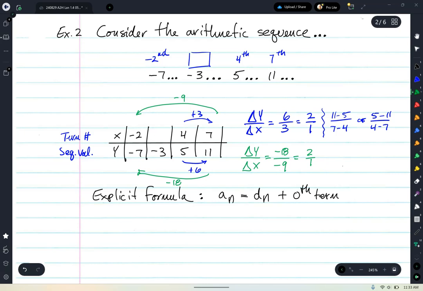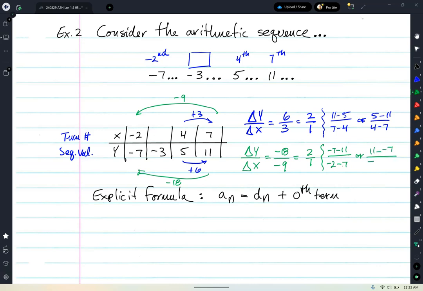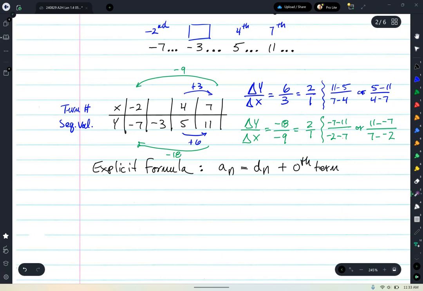In fact, let's just jot it down so that we have it in our notes. We could have gone negative 7 minus 11, that's one way, and then negative 2 minus 7. Or we could have gone 11 minus negative 7, which turns into a positive, and 7 minus negative 2. Same thing. Okay, so now we know what our simplified D is for this particular problem. That's good.